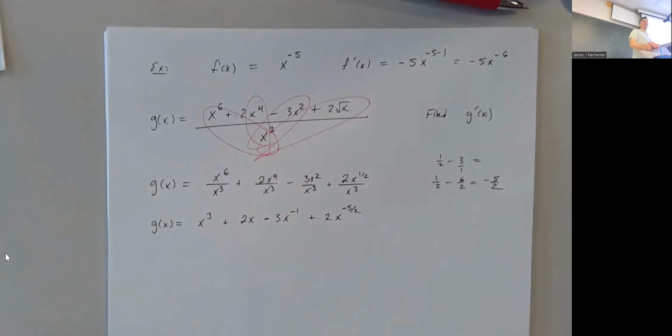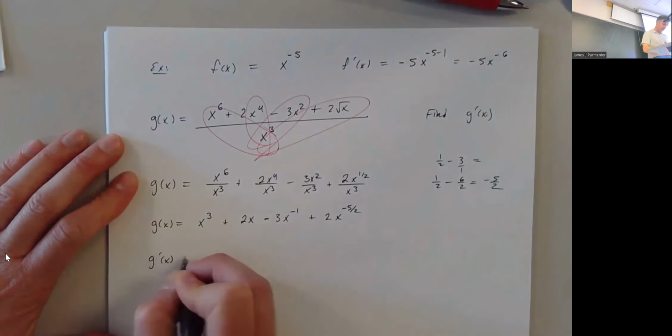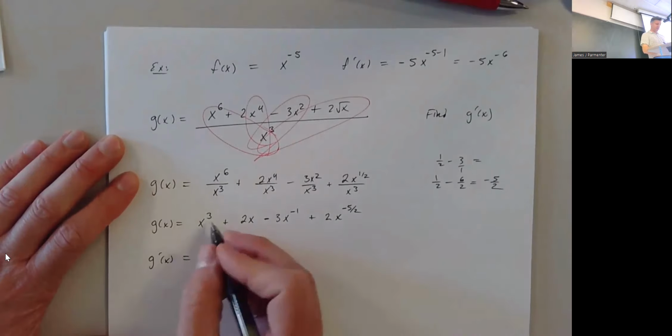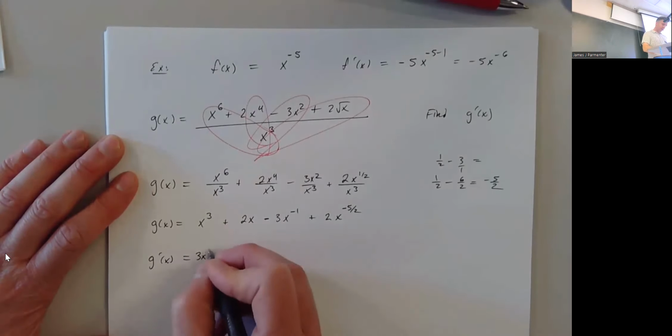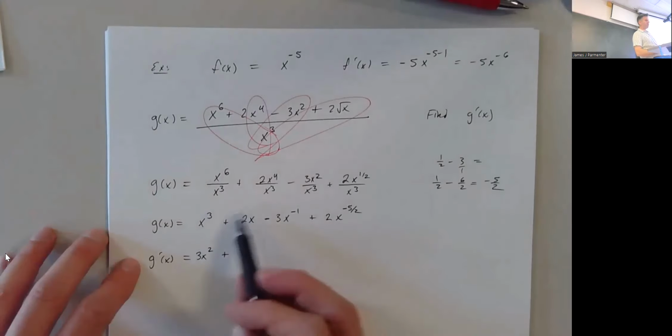And now we're ready to take the derivative, right? All we've done so far is simplify. Now let's differentiate using everyone's favorite, the power rule. So the derivative of x cubed is 3 times x to the 3 minus 2. I don't love using the power rule for 2x.